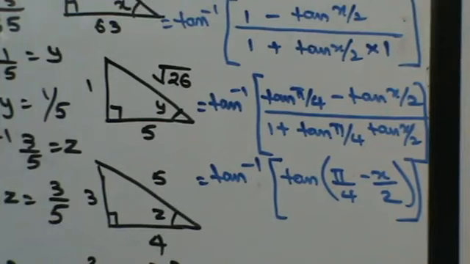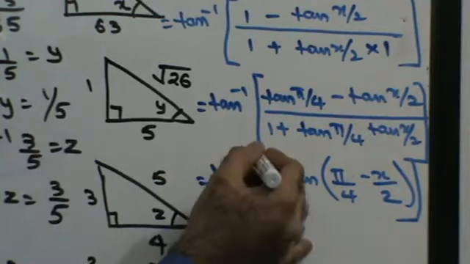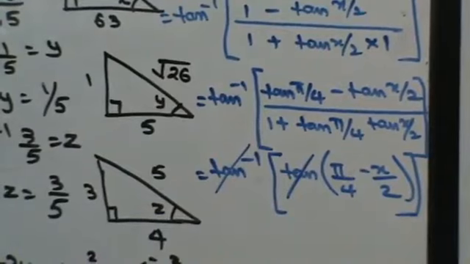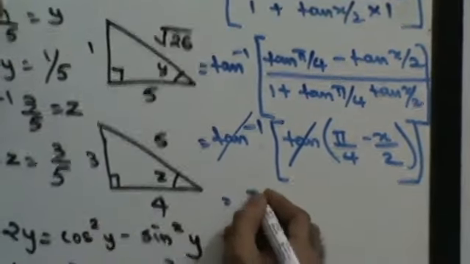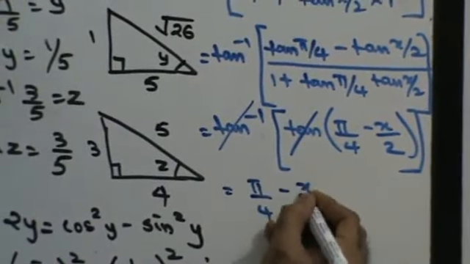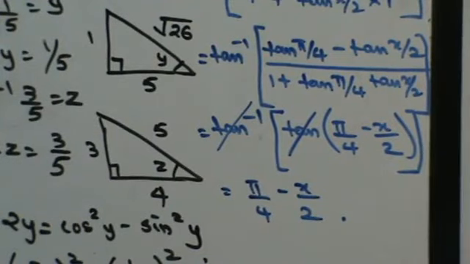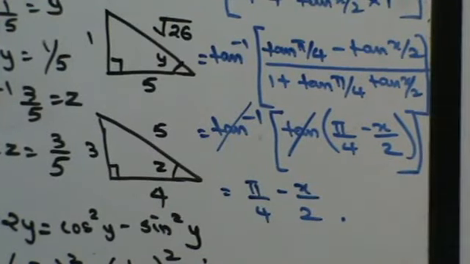Tan inverse and tan are complementary functions. Tan inverse in reality is nothing but 1 upon tan. So tan inverse and tan are complementary functions, so they will cancel each other. So my answer will be pi by 4 minus x by 2. Right? Let's see a couple of more sums of this kind, people.